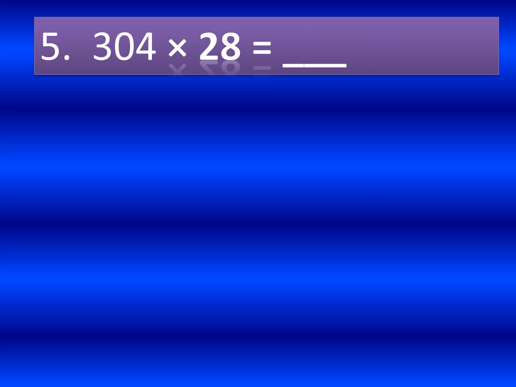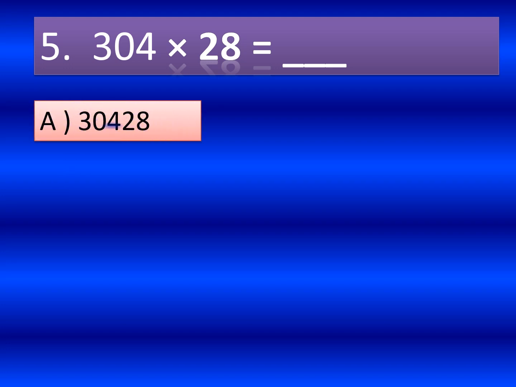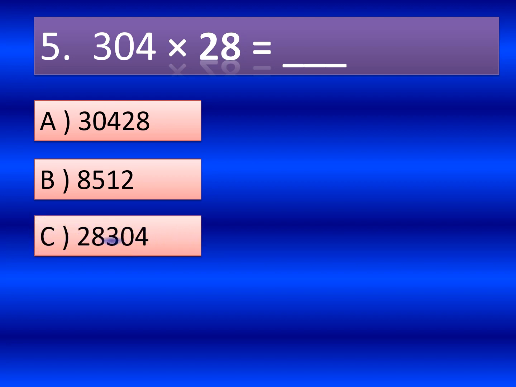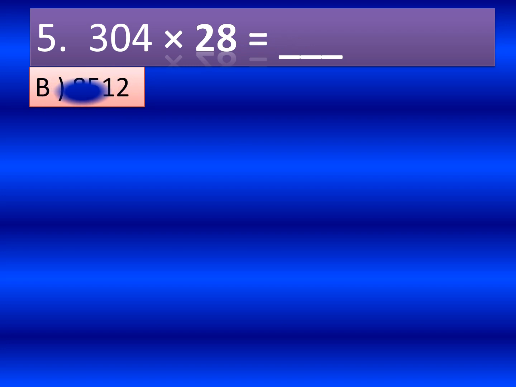Next question. 304 into 28 is equal to dash. Option A, 30,428. Option B, 8,512. Option C, 28,304. The correct option is option B, 8,512.